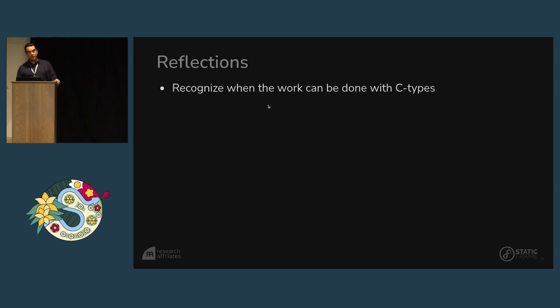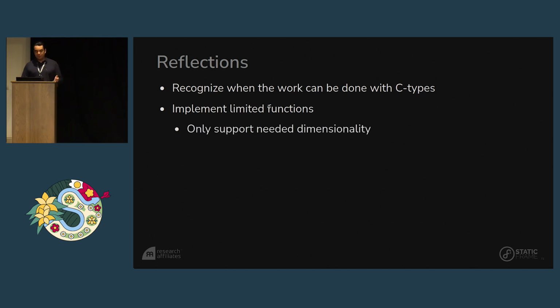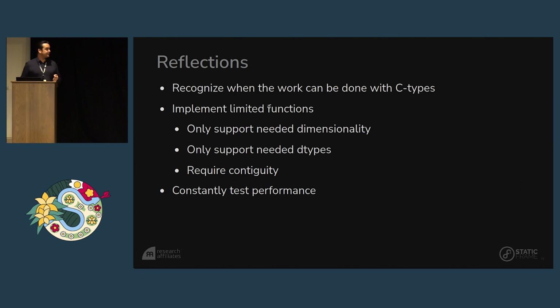When considering implementing something in C, recognizing when the work can be done with C types is critical. Implement limited functions. Only support the needed dimensionality, only support the needed dtypes, require contiguity when you need it, and constantly test your performance.